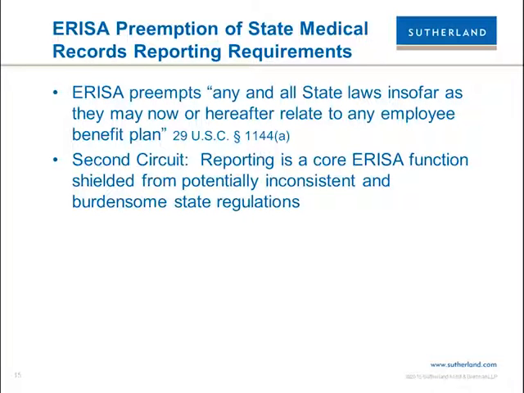So the Second Circuit ruled that ERISA preempts the Vermont statute and regulations and does not require that Liberty Mutual and their third-party administrator provide the information to the Vermont authority. The holding of the Second Circuit was that reporting is a core function of ERISA, and that it's shielded from potentially inconsistent and burdensome state regulations. And there was a dissent in the case.